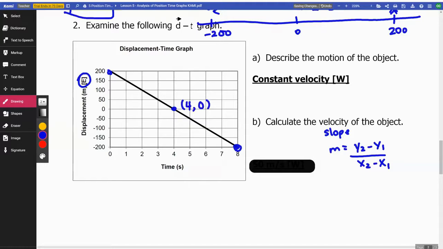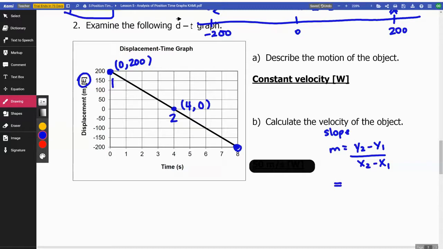And you can pick any one. So I'm just going to pick this first point up here. So at 0 seconds, it is at 200. Okay. Which one is my 1 and my 2? Be careful. 1 is always the beginning of the time and 2 is always the later, right?